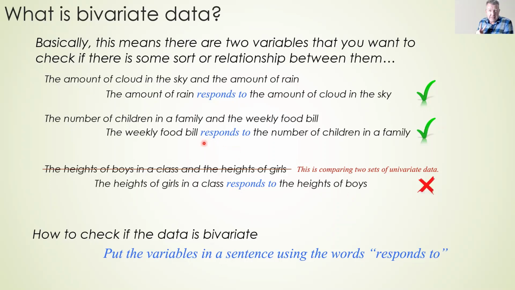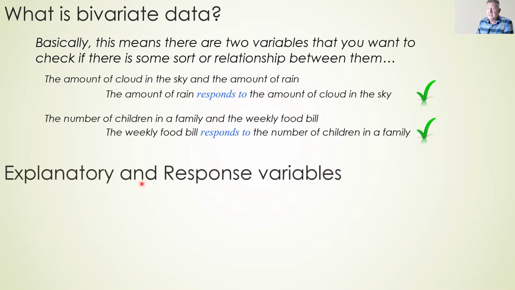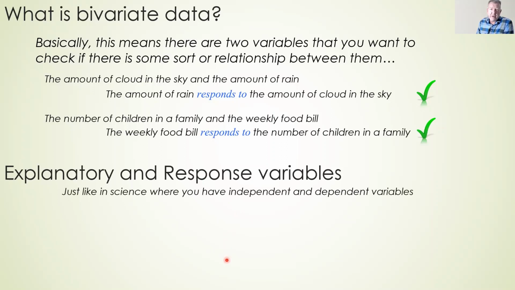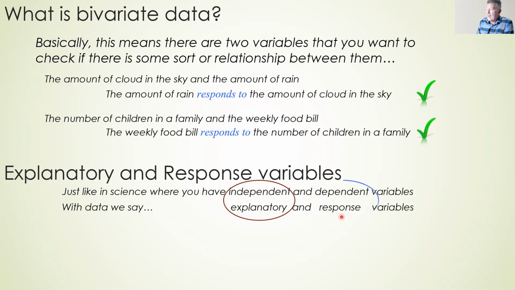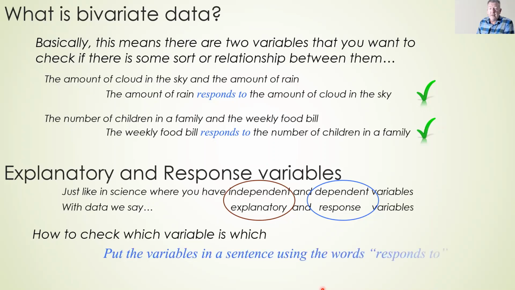Now that's led me to talking about the two types of variables. They are called the explanatory and, you guessed it, the response variable. So we need to pick the two. In science, we don't use the words explanatory and response. We use independent and dependent. You've probably been doing that in all your pracs since about year 7. So you put the independent variable and you're checking what happens to the dependent variable. But in stats, we use the words explanatory and response variables. So the explanatory variable is the independent variable and the response variable is the dependent variable. How do we check which is which? Well, believe it or not, seen this before. Put the variables in a sentence and use the words respond to. That's the way I do it.